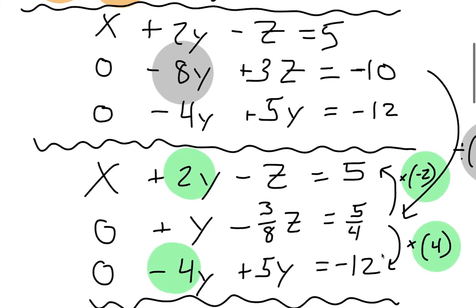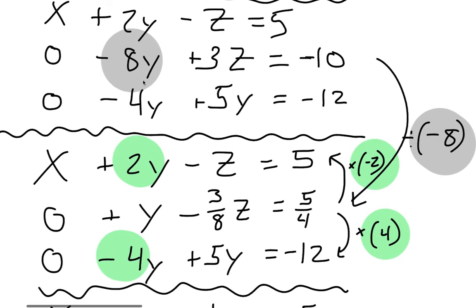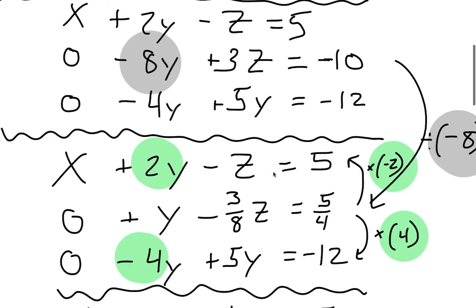Make sure you have the entire system recopied. I'm going to divide this middle equation by negative 8. Negative 8 goes down here. And so now I'm just going to recopy the top. This middle equation divided by negative 8 becomes 0 divided by negative 8 is 0. Negative 8y divided by negative 8 is just y. We've arranged it to be this way.